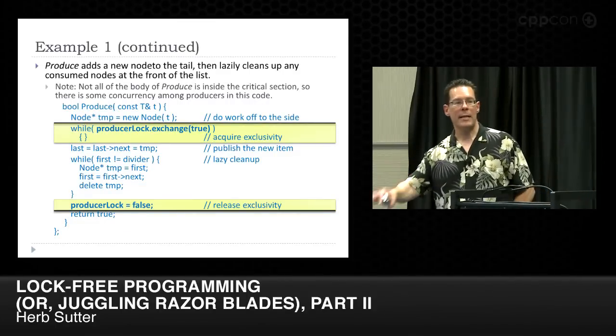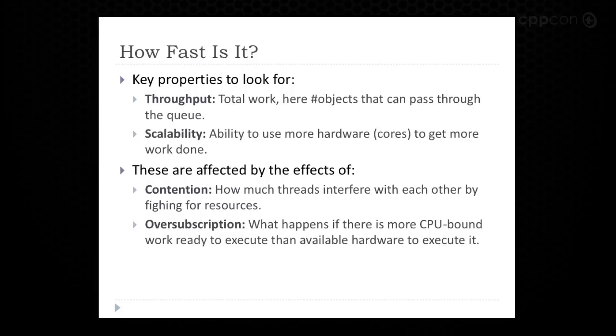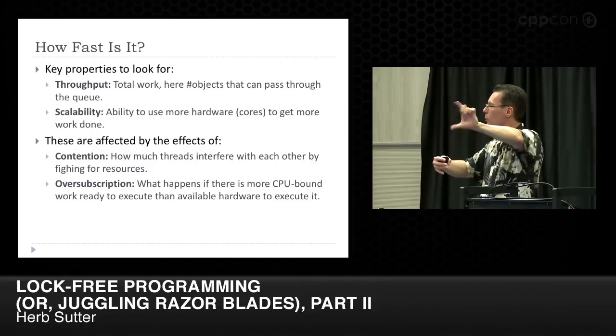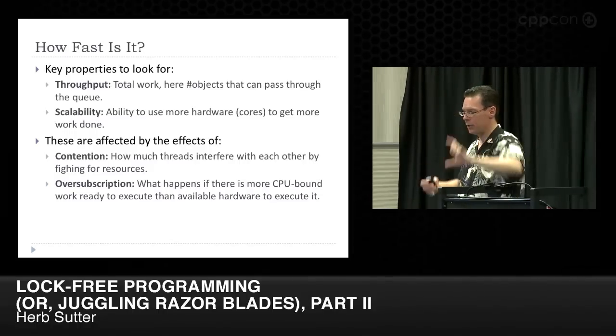Any questions about the basic meaning of that code? So now let's see how fast it is. Here are key things to look for. We talked about throughput. That is, in this case, how many T's can I shove through that queue per unit time? Produce it, consume it. What's my throughput? Number of T's I can shove through the queue.